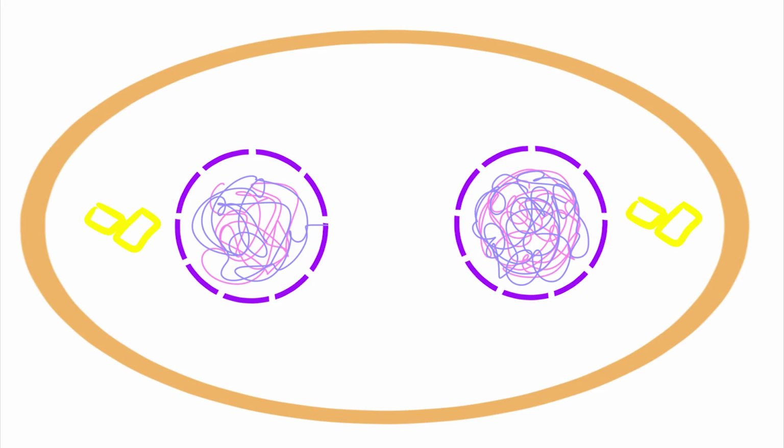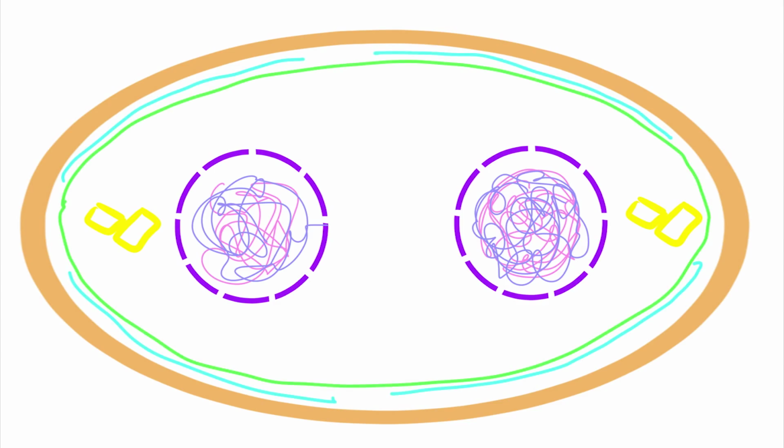Cytokinesis happens simultaneously at the end of telophase. Actin and myosin filaments form a ring along the plasma membrane. The filaments contract, thus constricting the cells into a cleavage furrow, which eventually splits the cell into two daughter cells.